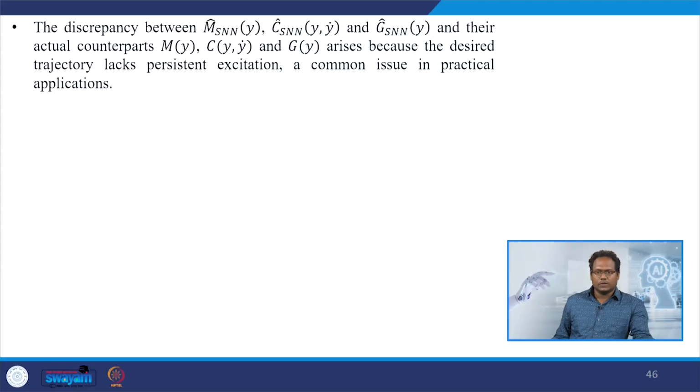associated with the dynamic model of the manipulator, and this is because the desired trajectory lacks persistent excitation, which is a common bottleneck in practical applications. With this I conclude today's lecture, in which we have seen the robust radial basis function network towards function approximation and towards control of a single link robot manipulator. With this, I finish today's lecture on robust radial basis function neural network. Thank you so much for your time.